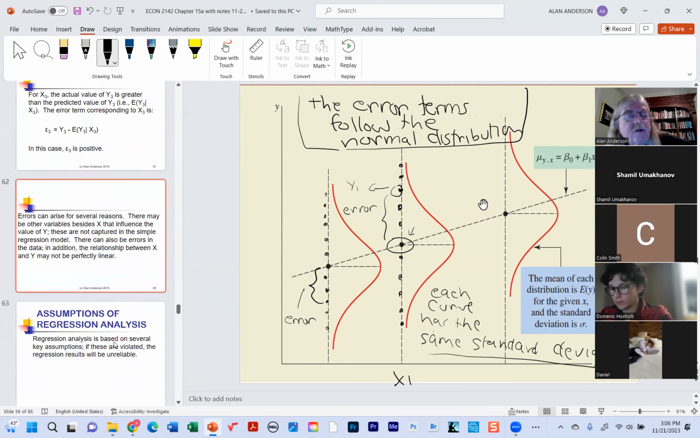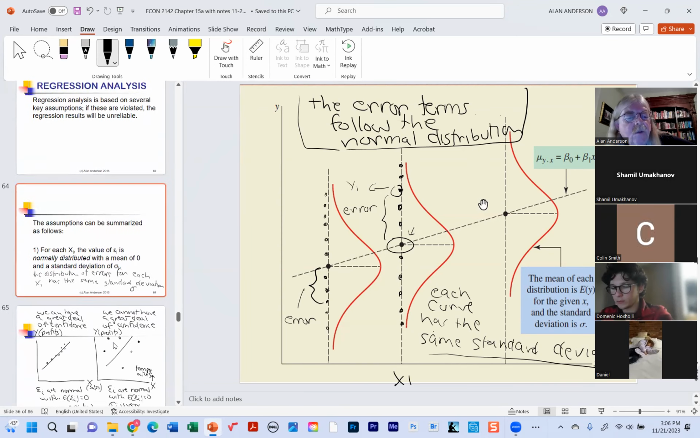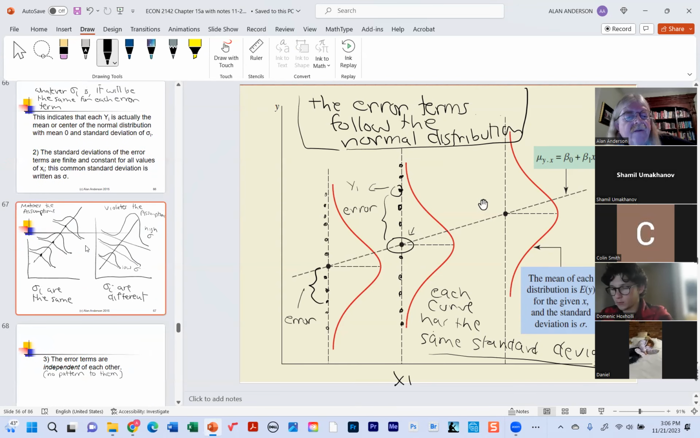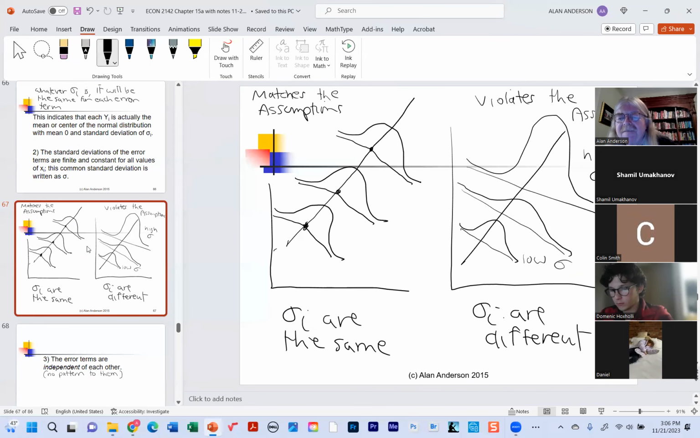So, by the way, I just want to show another graph that I put together where you can see what it would look like if the standard deviations were not the same. So the one on the left, everything's fine. Okay. They all have the same mean of 0, which is fine, but they also have the same standard deviation. The one on the right, whoops, they're not all the same, are they? That's a problem.